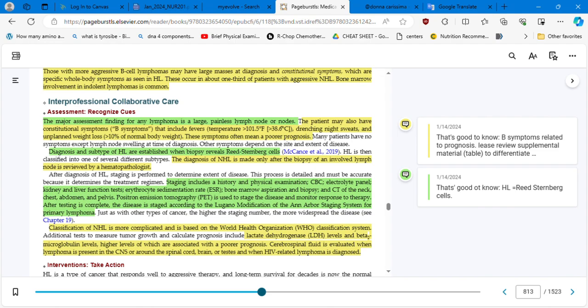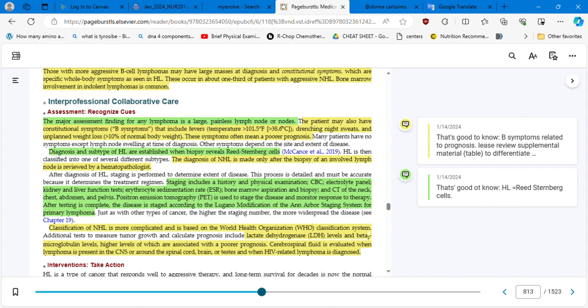Diagnosis and subtype of Hodgkin are established when biopsy reveals the Reed-Sternberg cells. So that's the difference. That is going to make a difference between Hodgkin and non-Hodgkin. Again, I am repeating this over and over again because you are going to see that in your NCLEX, as I am reviewing different sources, how the questions are prepared for NCLEX. That's the way I select the content that I'm going to deliver, not only the PowerPoint, which sometimes is only a reflection of the book, specifically of the book that you are using this semester.